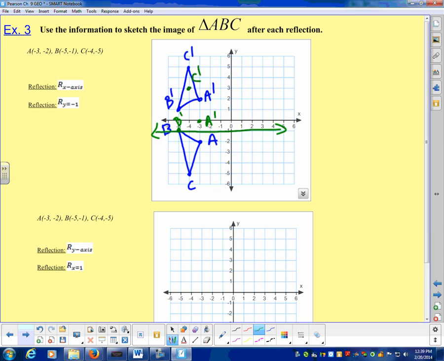And then C is 4 away, so I'm going to go 1, 2, 3, 4. Just have 2 overlapping triangles. It's a little messy here. Because C is 1, 2, 3, 4 away from the green line here, so C prime has to be 1, 2, 3, 4 above it on the other side.